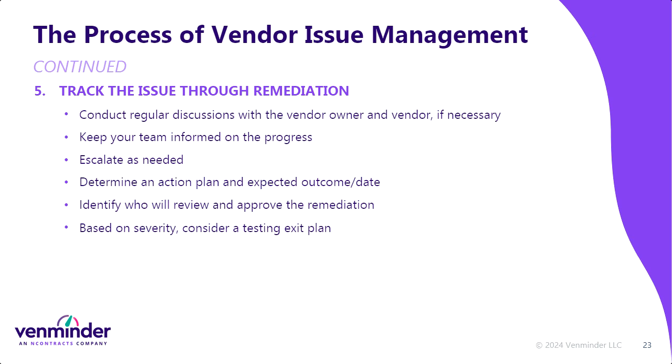And then, of course, the last step in the process of managing vendor issues is tracking the issues through remediation. So you're going to want to make sure that there are regular discussions with that vendor and the vendor owner and the collaborators to ensure that everybody on the team is informed of the progress. Escalate as needed. Remember, we talked about escalating to management all the way up to the board if necessary. Determine an action plan, and again, based on the severity, there may need to be an exit plan or at least the testing of an exit plan should it come to that.